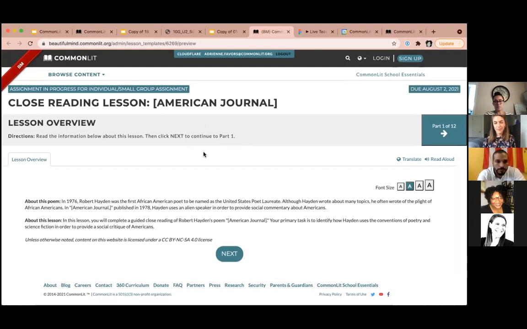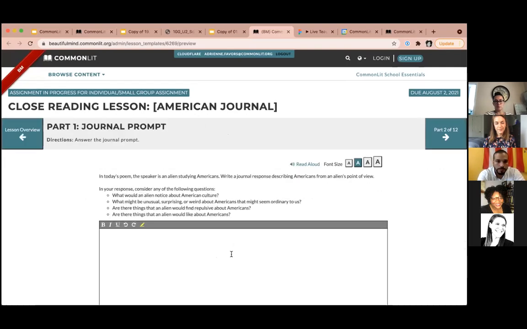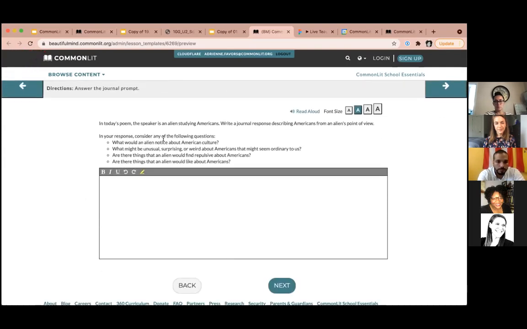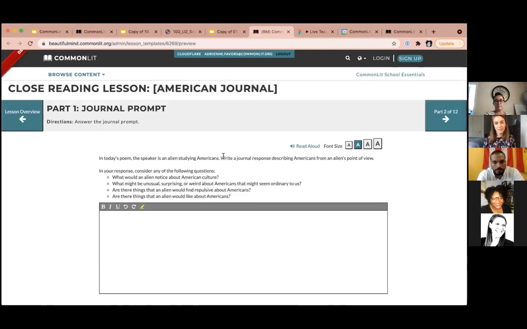When we talk about our platform being technologically rich, it's not just housing PDFs. It is really creating a unique experience for how students interact with the text and they learn. So this is a poem that students read in this particular unit. And before they read it, we actually have students write a journal. So like, what would an alien notice about American culture? Like, let's think about something different than just what we think about every day. What might be unusual and surprising, right? So thinking about how might somebody from the outside see our world.